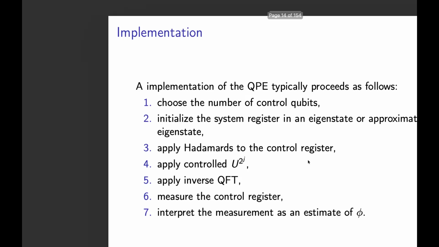So you apply the Hadamards to the control register. You apply these controlled rotations. You apply the inverse QFT, and then you measure the control register. And then you interpret the measurement as an estimate of this phase.